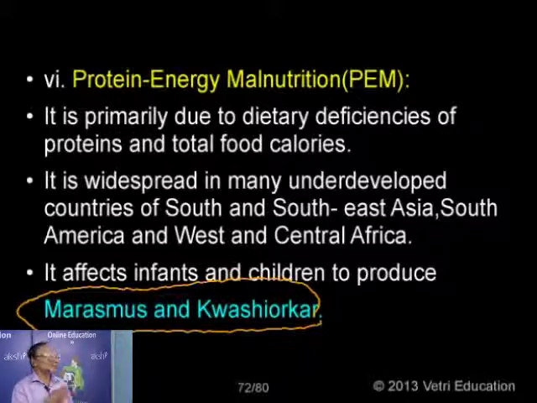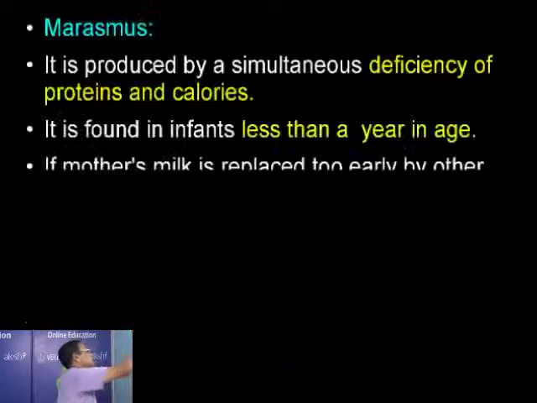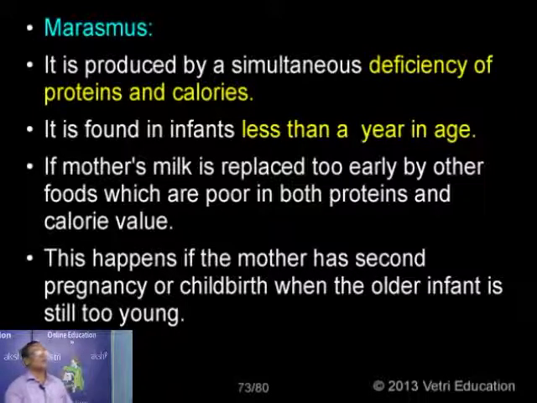Okay, so even they are causing the death of the individual, taking the lives of children or infants. So one is marasmus, another one kwashiorkor. Now let's look into the first one, marasmus. What is the reason for that one?